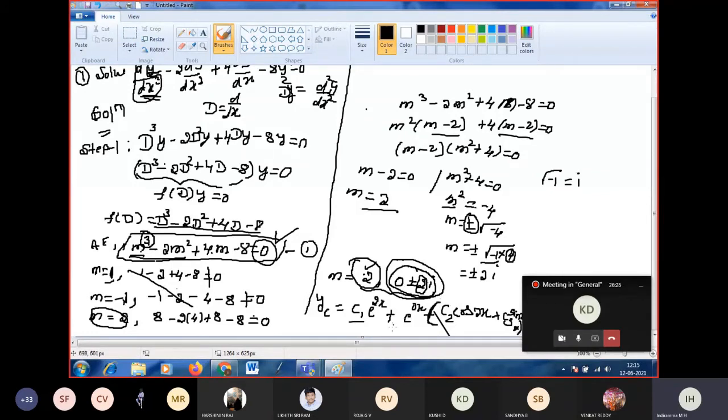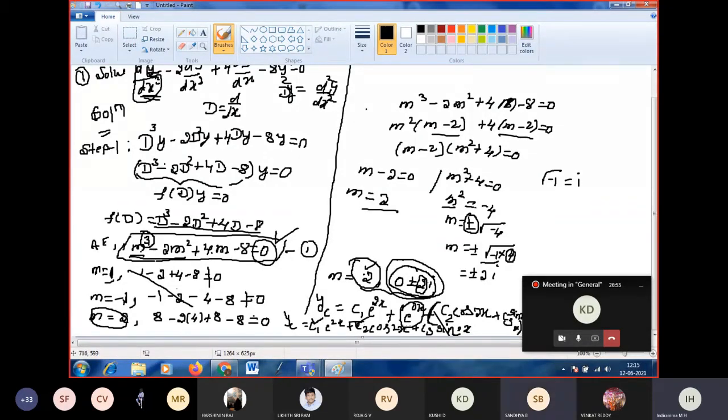Did you clear this one? This is actually our solution. What is e power 0x? 1. So therefore our yc is C1 e power 2x plus C2 cos 2x plus C3 sin 2x. So how many constants do we have here? 3.